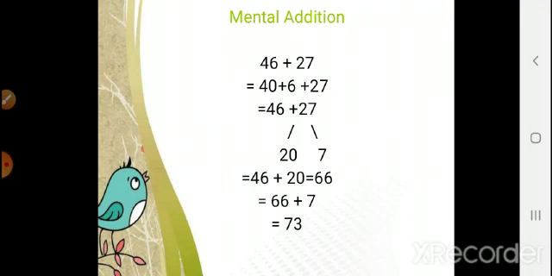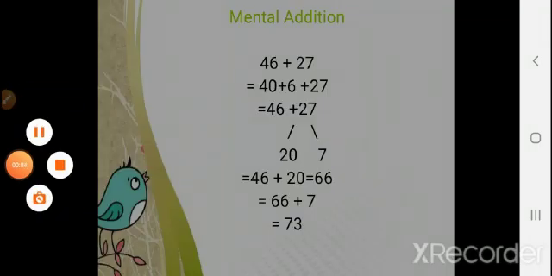First add the tens: add 2 tens to 46. How many tens do we have? Here we have 6 tens. So what is 46 plus 20? It is 66. Then we add the ones: add 7 to 66. So 46 plus 27 is equal to 73.